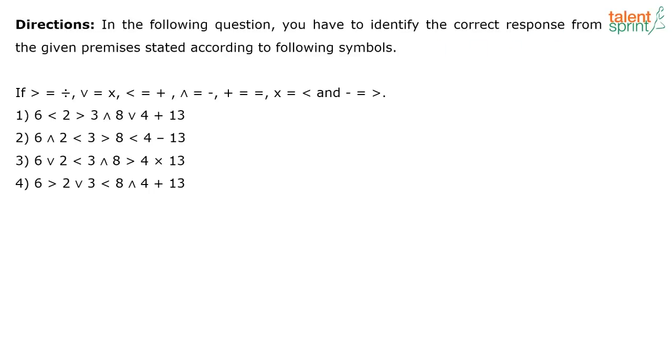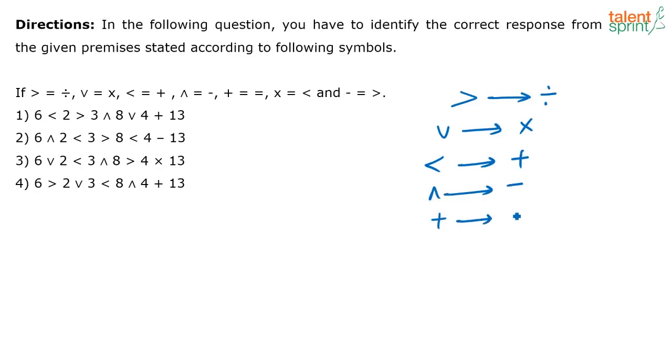In the following question, you have to identify the correct response from the given premises stated according to the following symbols. They are saying that the greater than symbol represents divided by, this represents multiplied by, this symbol represents plus, the next symbol represents minus, plus symbol represents equal to, and another symbol represents less than, greater than. Yes, this is a time consuming one. This question you can solve only by trial and error method. So there is no other shortcut. It is a bit confusing when they give it this way. Suddenly for us to click that greater than means divided by takes some time.